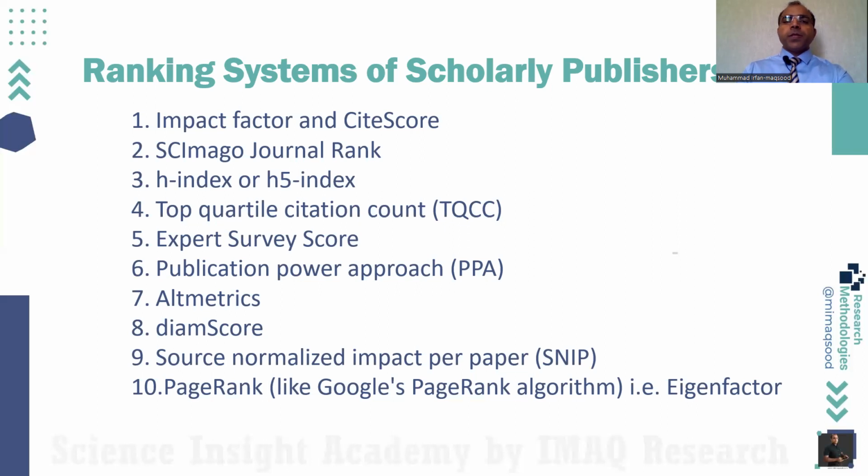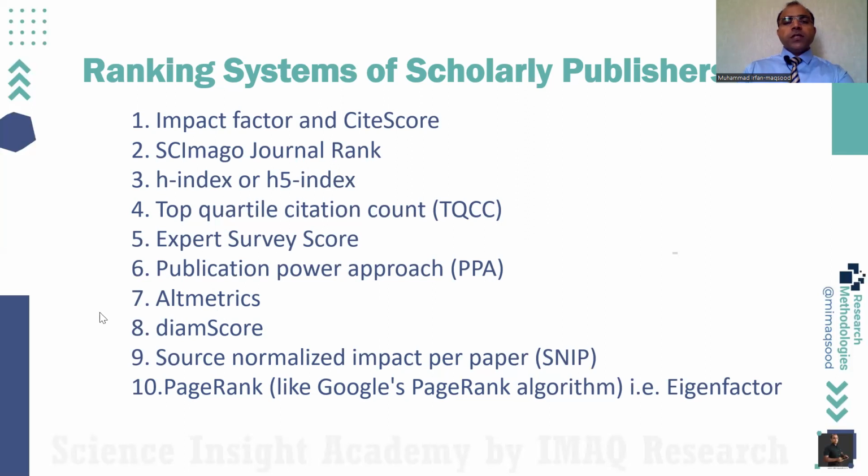For example, the publisher systems list, say, the top 500 experts in one discipline, and these top 500 experts give one score to each journal. Also there are some publication power approaches, some Altmetrics, which are article-level metrics, also SJR scores and source normalized impact per paper, which mostly focuses on subject relations. And also there are page ranking algorithms like Google's PageRank algorithm, known as Eigenfactor. So these are the 10 known ranking systems of scholarly publishers.